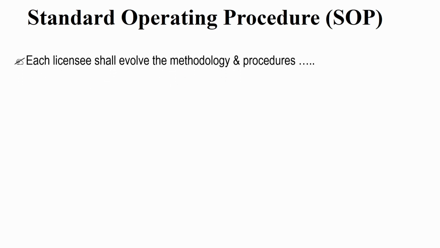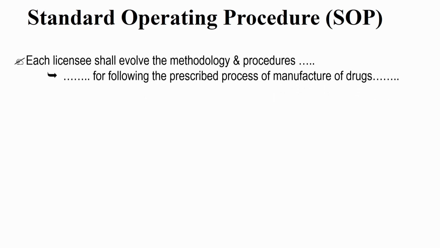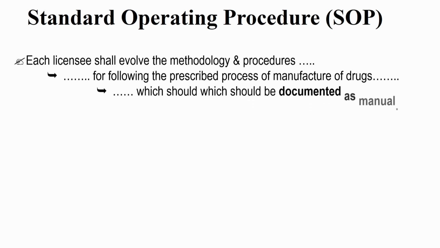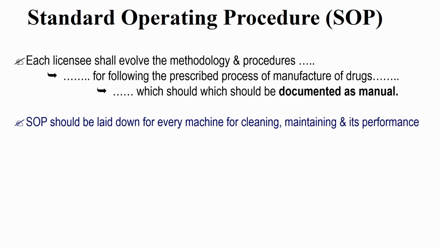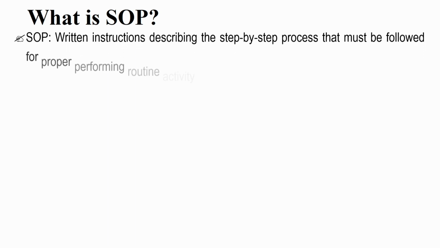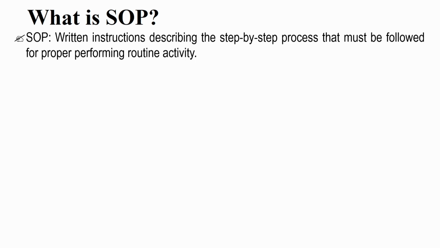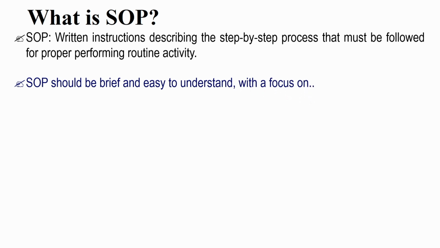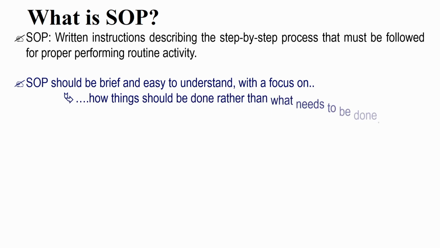Coming to the standard operating procedure, the Schedule T says each licensee shall evolve the methodology and procedure for following the prescribed process of manufacture of drug which should be documented as a manual. The Schedule T also says the standard operating procedure should be laid down for every machine for cleaning, maintaining and its performance. The point is to know what is SOP. In short, standard operating procedure is the written instruction describing the step-by-step process that must be followed for properly performing routine activity. The SOP should be brief and easy to understand with a focus on how things should be done rather than what needs to be done.